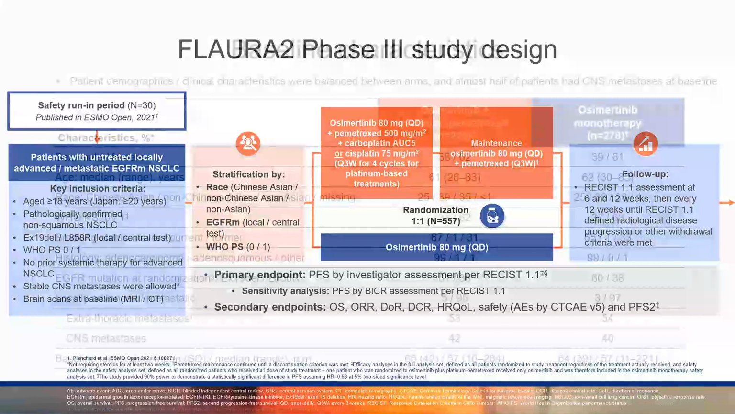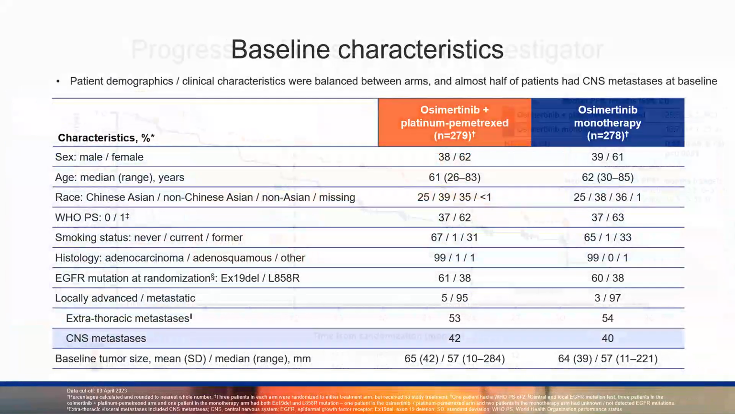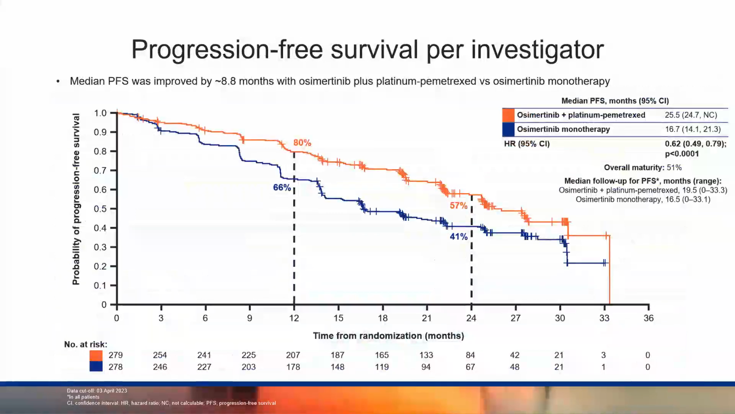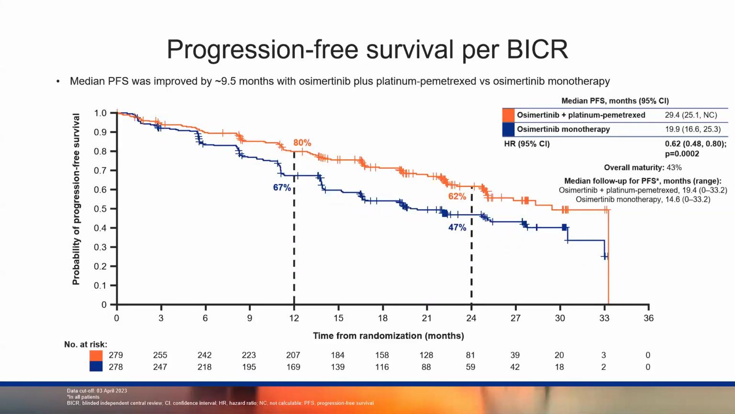Again, the baseline characteristics are similar. Next slide. There is a PFS which got published recently. A good PFS benefit was noted with a very significant p-value and hazard ratio 0.62. That's 25.5 versus 16.7 months. Next slide. And as per BICR also, it is 29.4 versus 19.9 with hazard ratio 0.62. Next slide.